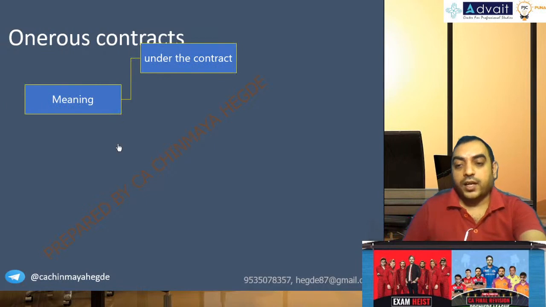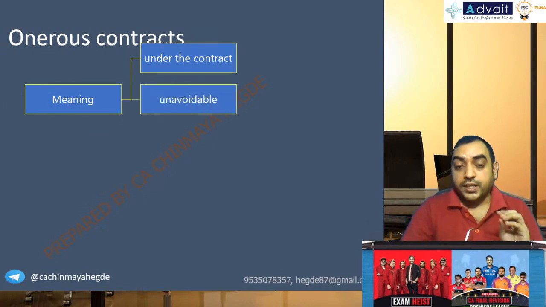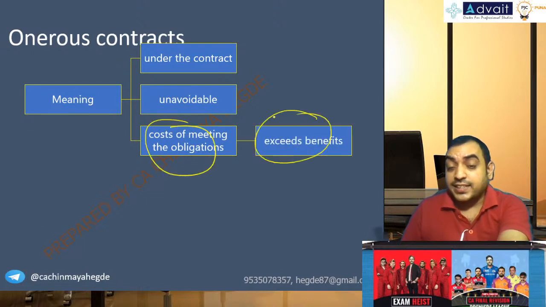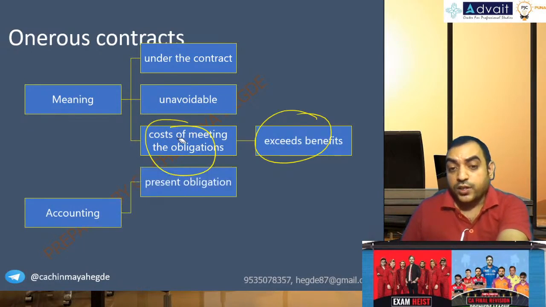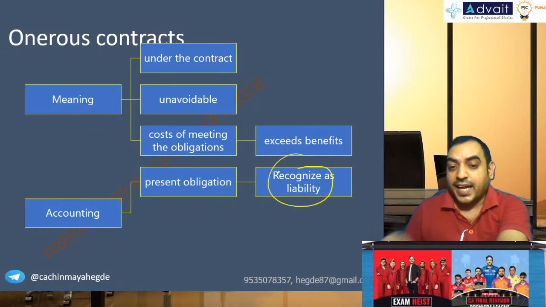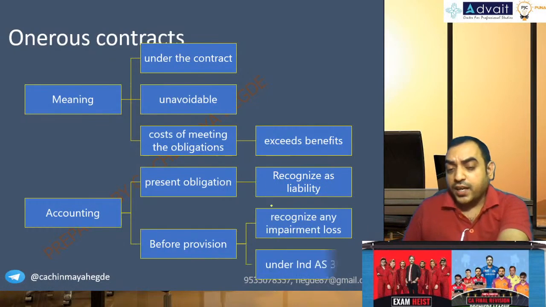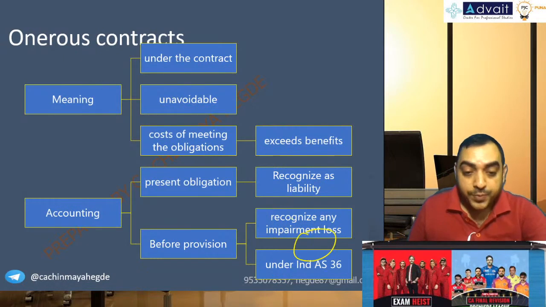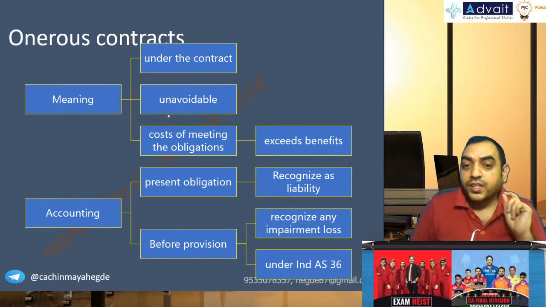Yeah, onerous contract. Onerous contract means they are unavoidable. Cost of meeting obligations exceeds benefits. Accounting, you have to recognize it as a liability. And before providing for any onerous contract, you can always go for impairment under Ind AS 36. Anyway, let me give an example.